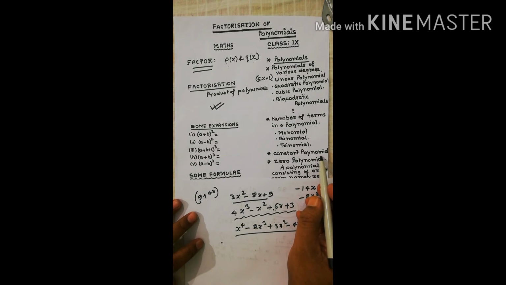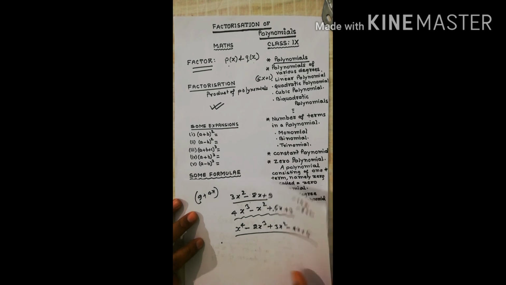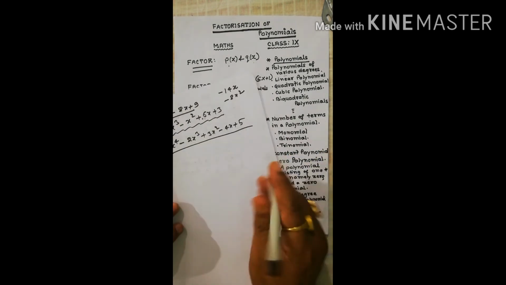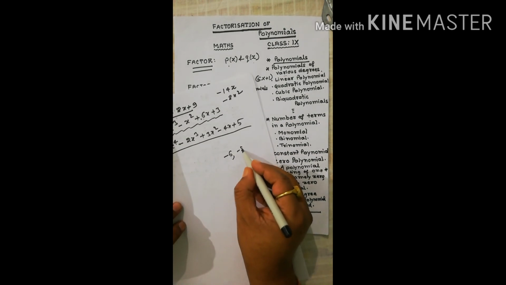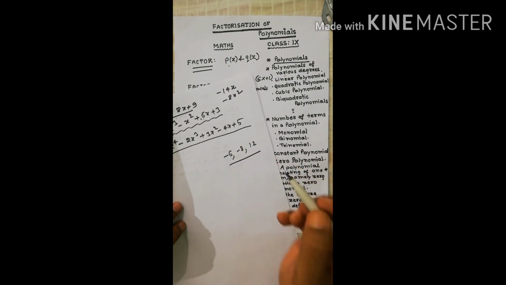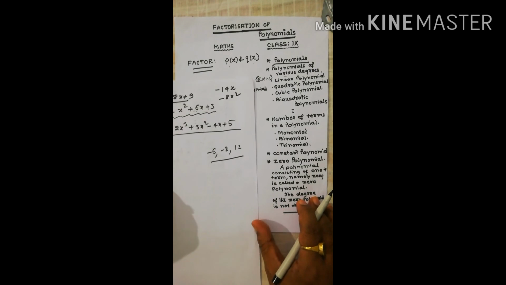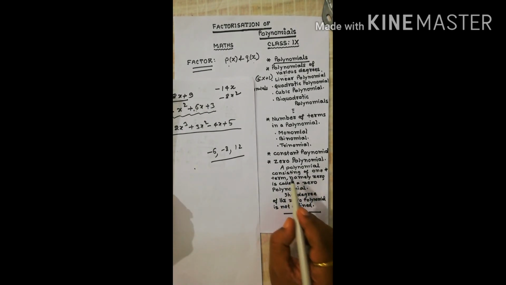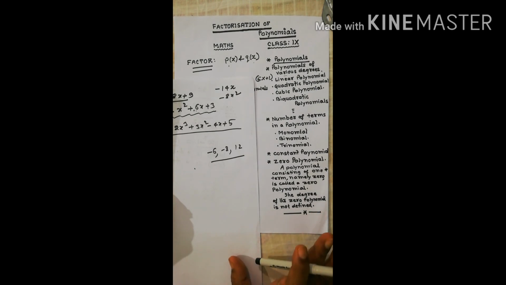Similarly, trinomial: we can define a polynomial containing three non-zero terms as a trinomial. Constant polynomial: a polynomial containing only one term consisting of a non-zero constant is called a constant polynomial. For example, minus 6, minus 8, 12, these are constant polynomials. And zero polynomial: a polynomial consisting of one term, namely 0, is called a zero polynomial. However, the degree of the zero polynomial is not defined.